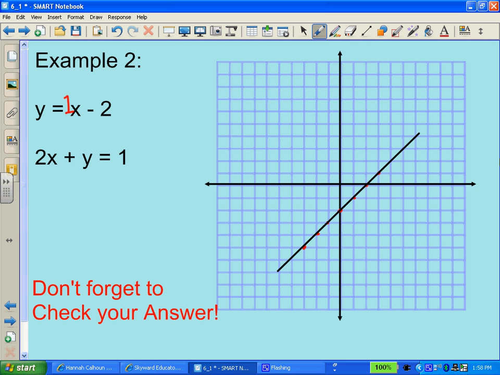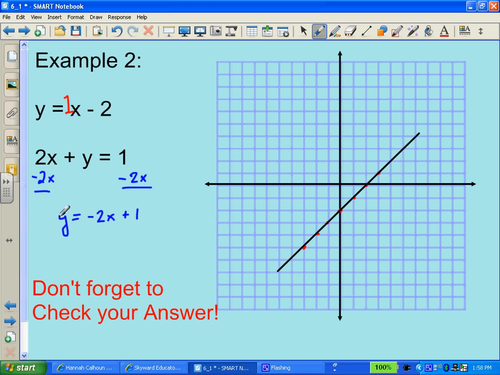And again, I want to make sure that I draw really straight lines, or else I'm not going to get the right answers. Now here I have an equation in standard form. So there's a couple things I could do. I could solve it for y by subtracting 2x. And that would give me y equals -2x plus 1. So now it's in slope-intercept form.